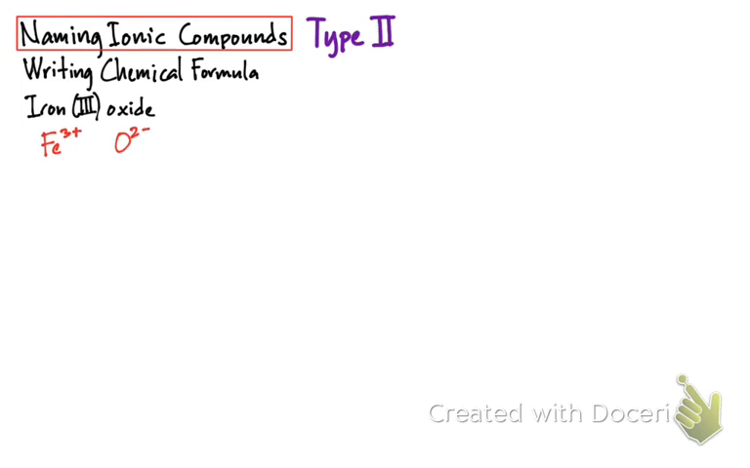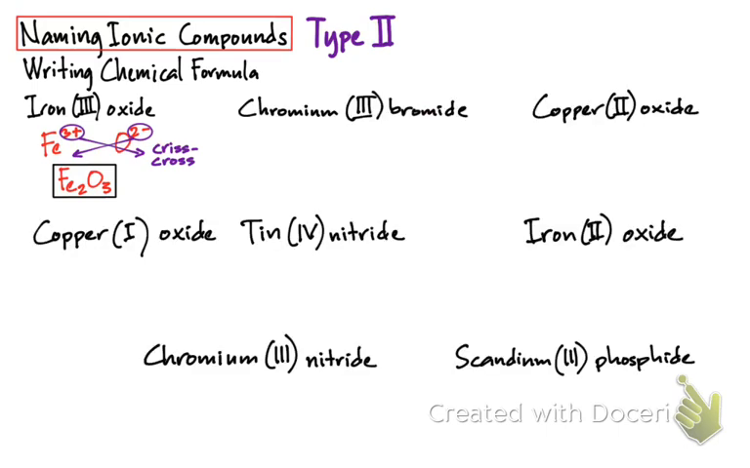To come up with the chemical formula, all you have to do is perform the crisscross method. You're cross multiplying the charges, and so the 2 goes in front of iron, and the 3 goes in front of oxygen. So here we have Fe2O3, where the numbers are subscripts. It's as simple as that. So let's look at all these examples here. Again, if you'd like to pause this video and do it yourself, go ahead.